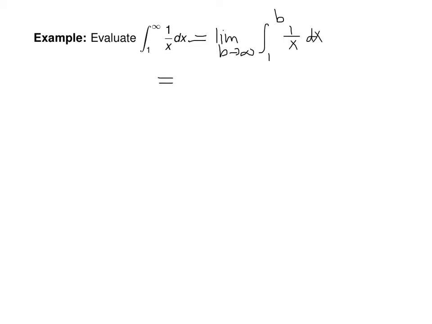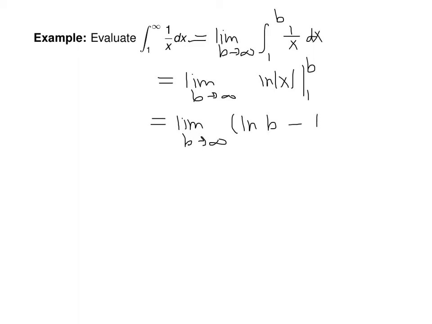An antiderivative of 1 over x is ln x. So ln absolute value x from 1 to b. So the limit as b goes to infinity of ln b minus ln 1, and because b is going to positive infinity, I can drop those absolute value bars, and this is actually going to be infinite.